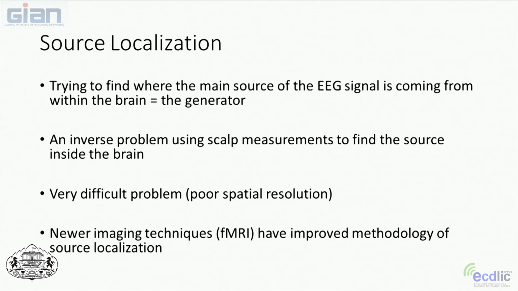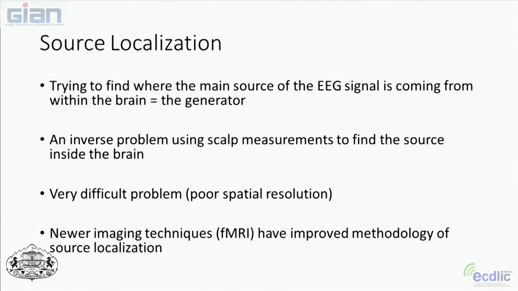And this can be a very difficult problem because of the poor spatial resolution of the EEG. And it's not specifically a unique solution when you do these, because you can do all kinds of signal processing and end up with different places in the head. So it's a problem of singularity, and so it's a difficult technique. Back before we had functional MRIs and things that could spatially locate where different activity was coming from, this was a bigger problem, I believe, than it is today. So newer techniques have improved the methodology of source localization.